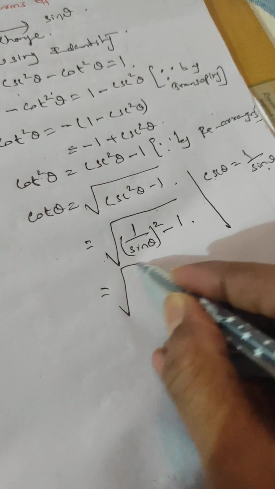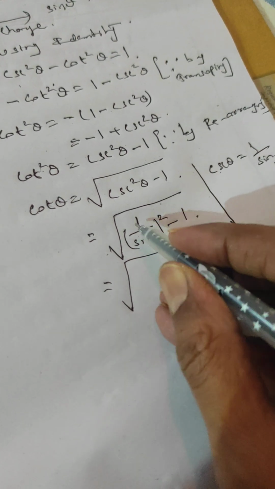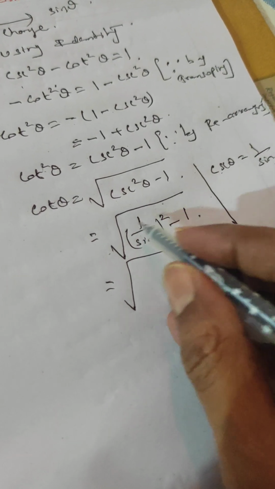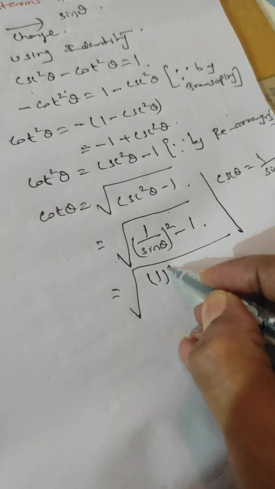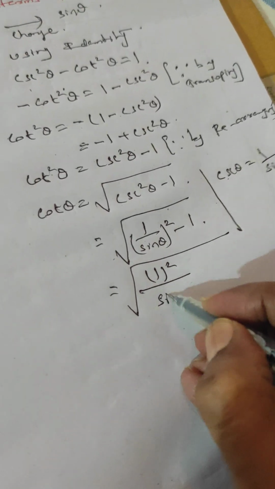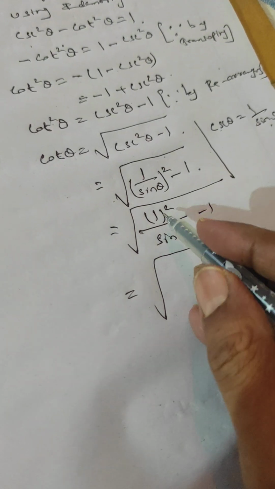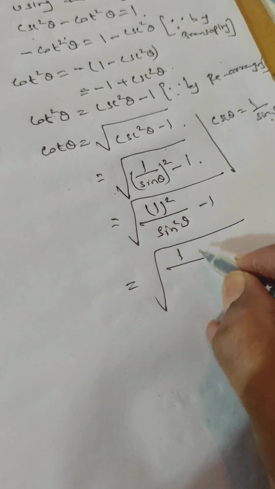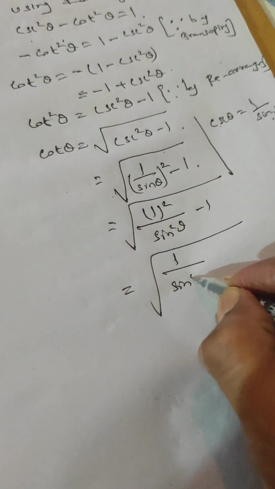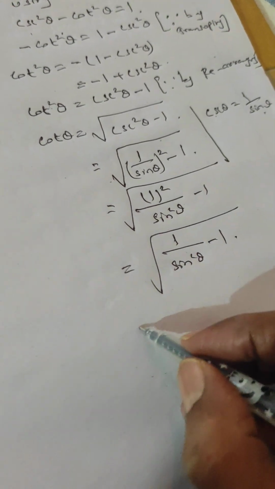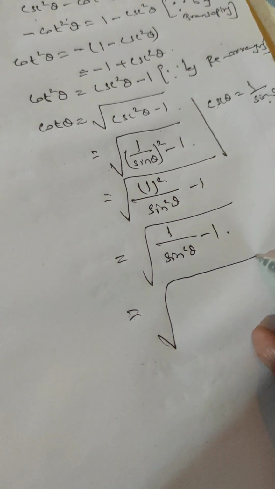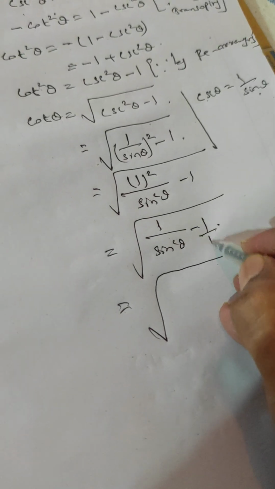Now equals under root of, this square is for the numerator as well as the denominator, so we can modify this as 1 whole square by sin square theta minus 1. The value of 1 square is 1 into 1, which gives 1 by sin square theta, writing minus 1 as it is. Here there is no denominator for the 1, so you can consider it as 1.